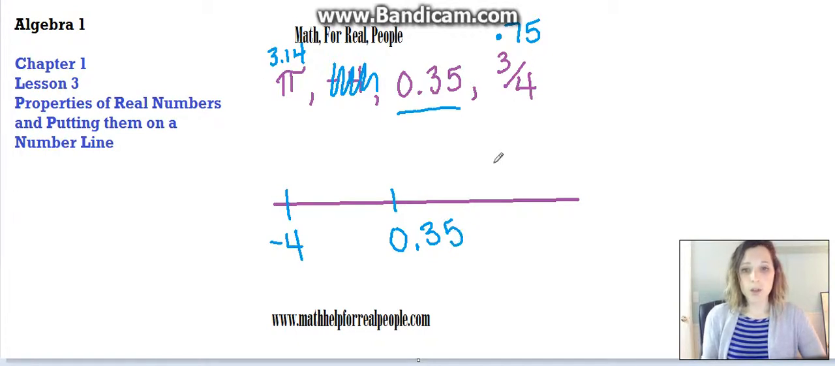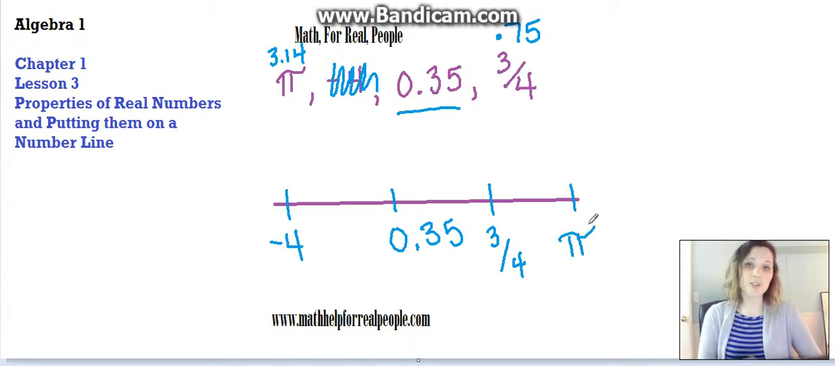The next smallest one would be our 3/4. Remember, it is 0.75, but we write down what they gave us. And then 3.14 is pi, and that is your order.